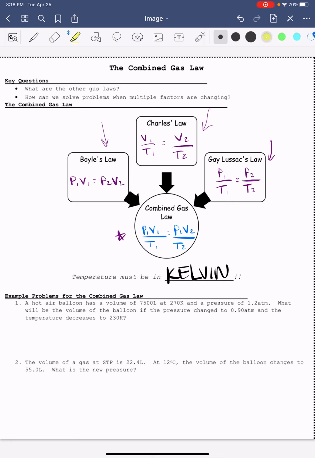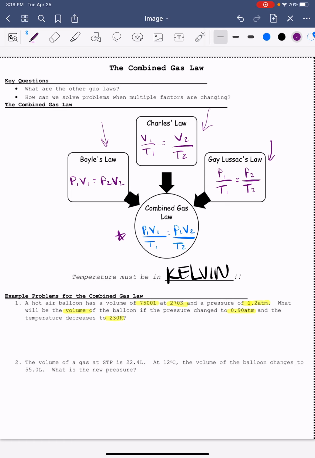So a hot air balloon has a volume of 7,500 liters at 270 K and a pressure of 1.2 atmospheres. What will be the volume of the balloon if the pressure changed to 0.9 atmospheres and the temperature decreases to 230 Kelvin?